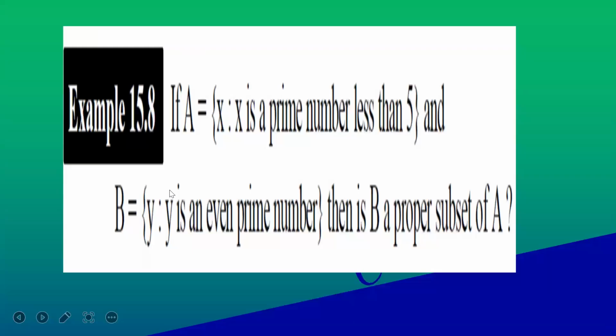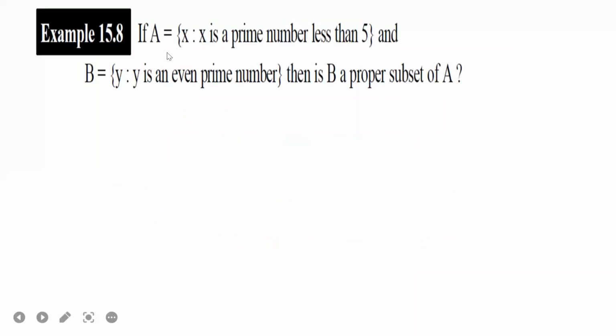So let's continue. Let's have an example. If A is equal to {x such that x is a prime number less than 5}, and B is equal to {y such that y is an even prime number}, then is B a proper subset of A? So let's try that example. For letter A, class, it says there, the elements of A are prime numbers less than 5. So we need to list what are the elements of set A.